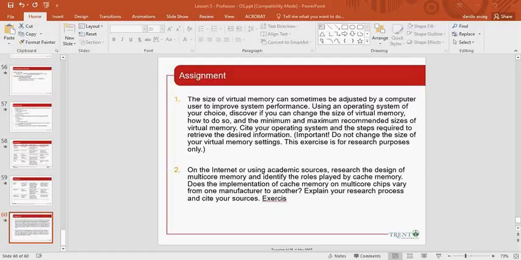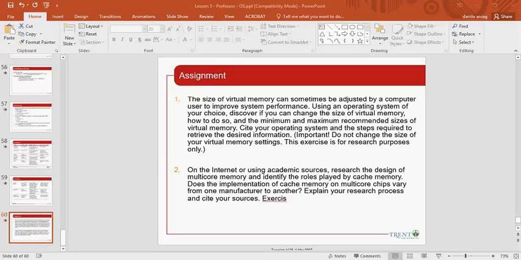For the first number, you would be required to use your virtual machine in order to change your virtual memory size. So I would suggest that you find out how to change the virtual memory for Windows 10, for Windows Server 2012, for Kali Linux, as well as Fedora Linux. Again, do not do these changes of the virtual memory configuration on your host machine.